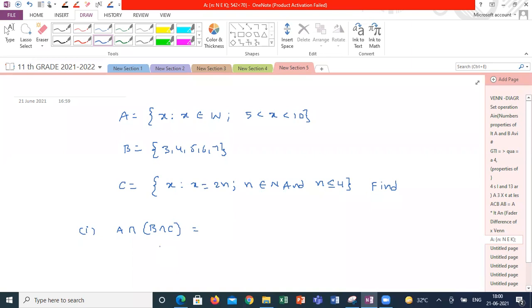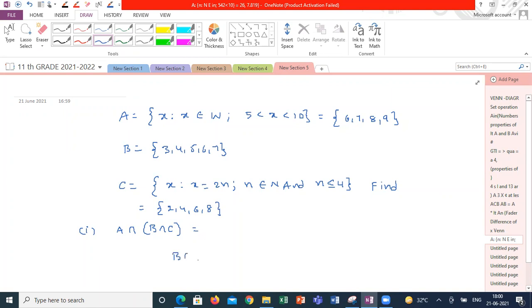First, what is the set of A elements? If I am writing the tabular column, what are the elements of A? 6, 7, 8, 9. Am I right? Yes, sir. What are the elements of C? 2, 4, 6, 8. Because I can use 1, 2, 3, 4 of natural numbers. If I substitute 1, 2 will come.